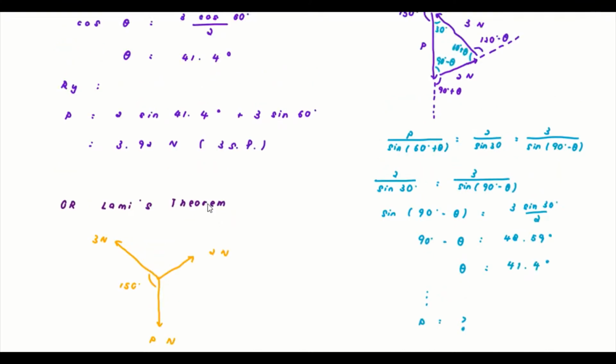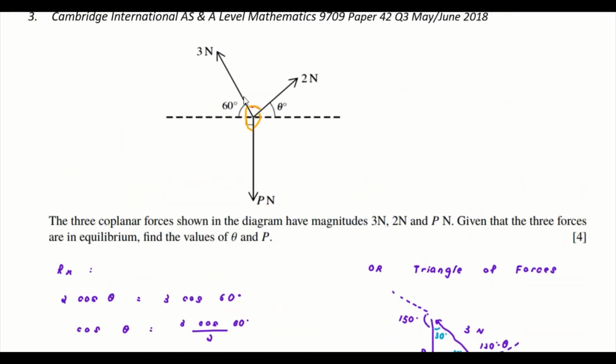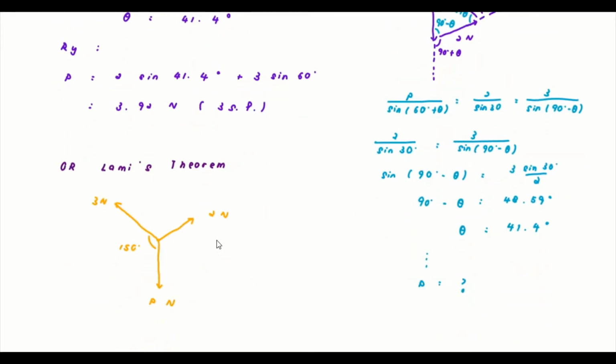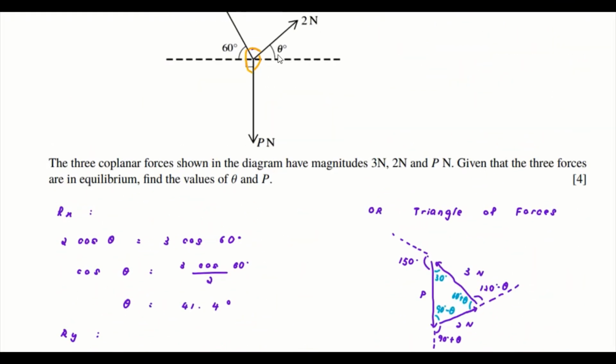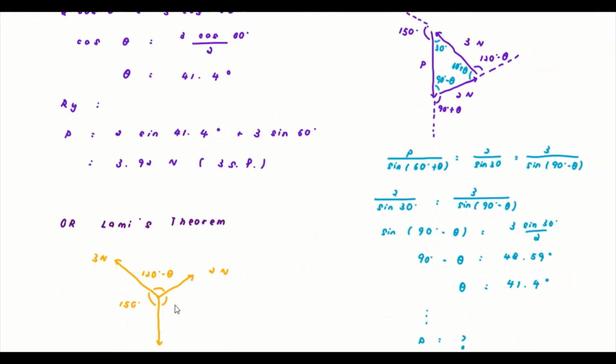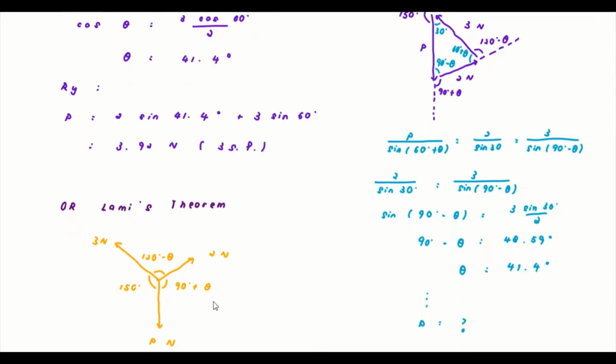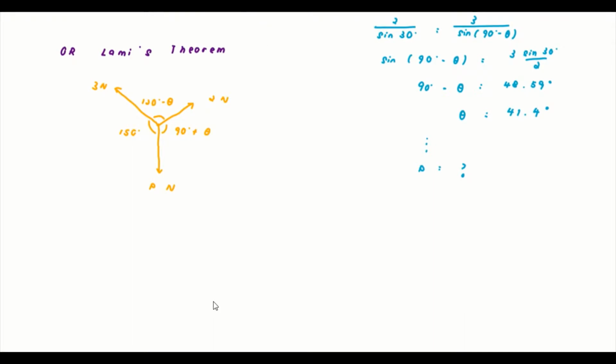Okay, and then here I have 60 and theta, so to find the middle one, I use 180 minus it, right? After I use 180 minus 60 minus theta, I will be able to get the angle here as 120 minus theta. Okay, then the last one is here. Here what I have is 90 degrees and then theta, so it's just 90 degrees plus theta.